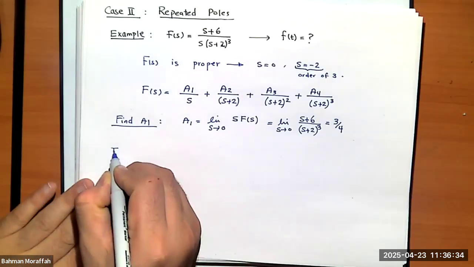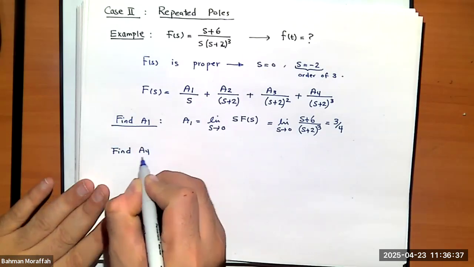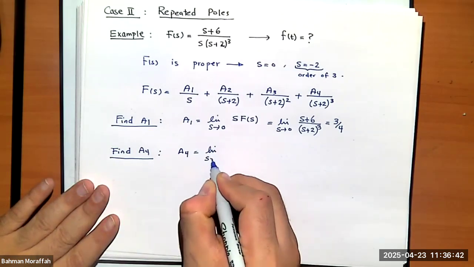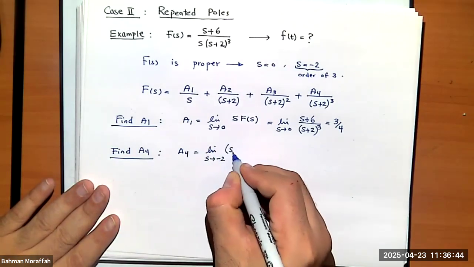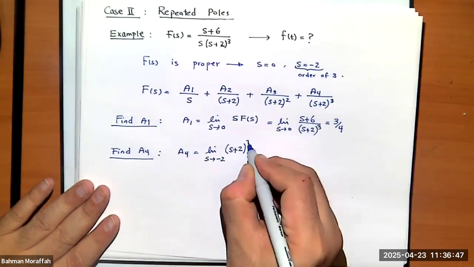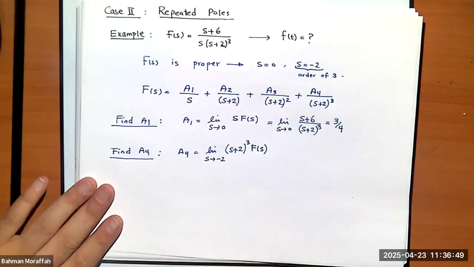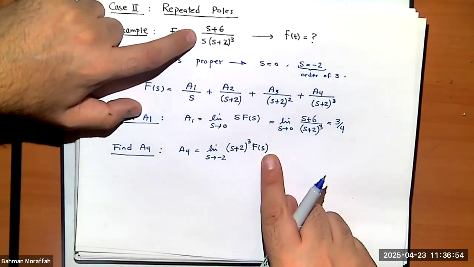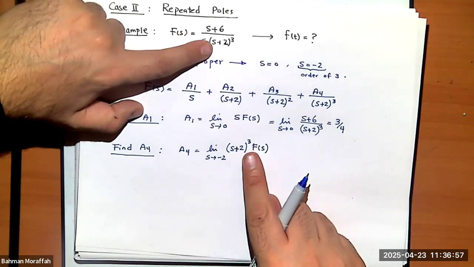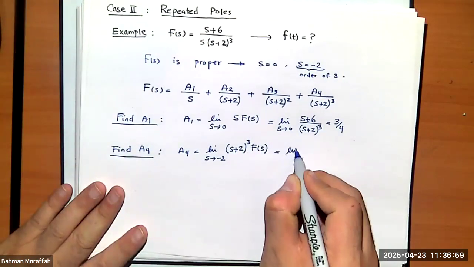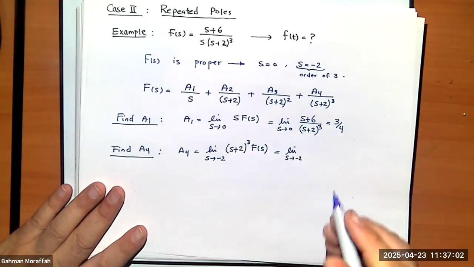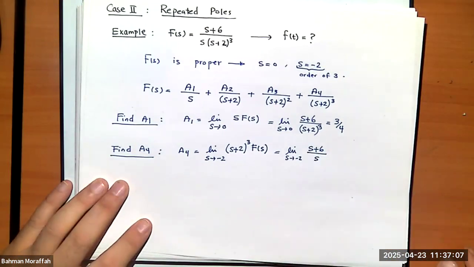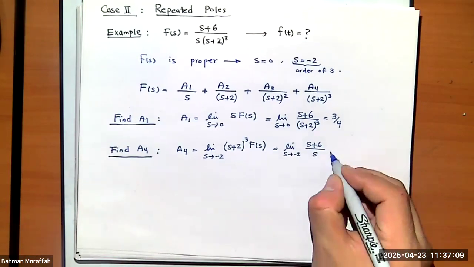So to find A4, I can use the same trick. A4 is the limit as s goes to -2 of (s + 2) cubed times F(s). This (s + 2) cubed cancels this one, and I get the limit as s goes to -2 of (s + 6) divided by s. Right? So it's -2.